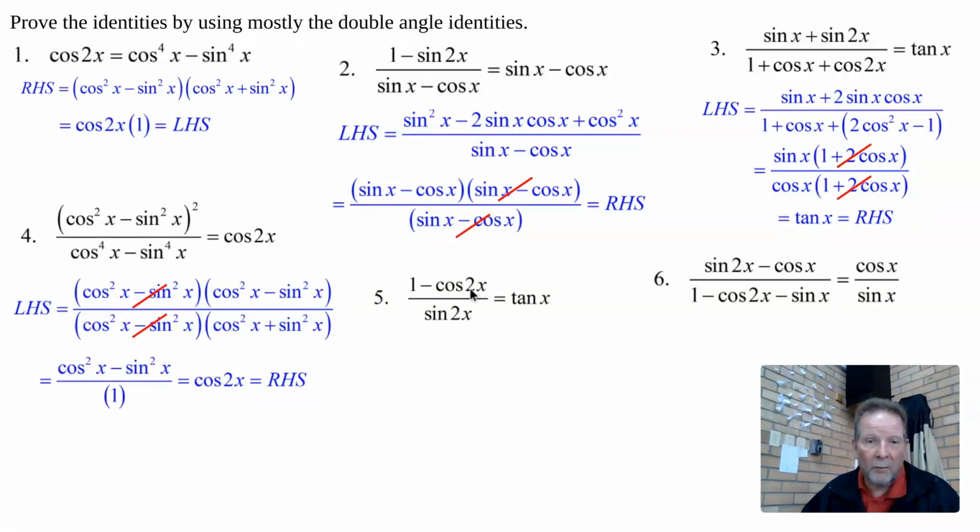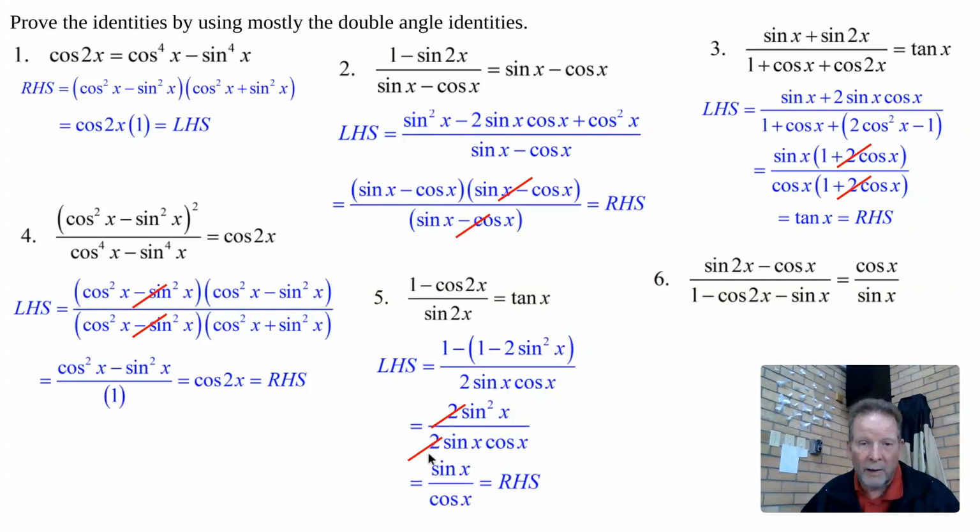Okay, let's try this one. 1 minus cos 2x. Oh, it's that same trick, isn't it? We want to make it so that 1 will go away. So we choose 1 minus 2 sine squared, because then 1 minus 1 is 0. Minus minus gives me 2 sine squared. Sine 2x, there's only one thing we can do, is put in 2 sine x cos x. Now the 2's will cancel. Sine squared over sine is just sine x, and sine x over cos x is tan x. It equals the right-hand side.